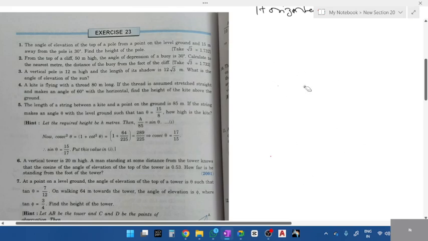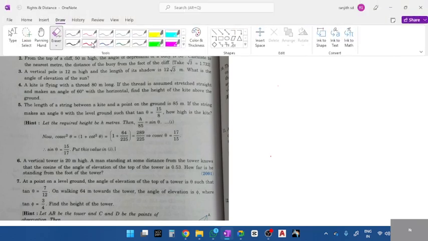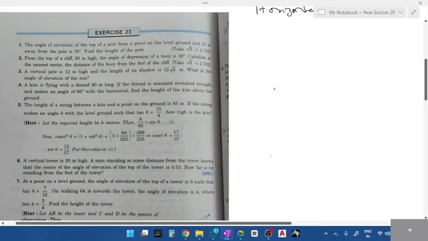Okay, fine. First question: the angle of elevation of the top of a pole from a point on ground level, 15 meters away, is 30 degrees. Find the height of the pole. Just draw a right angle triangle. First, draw a right angle triangle and name it ABC. So, which one will be the pole? Is it AB or AC? AB will be the pole.